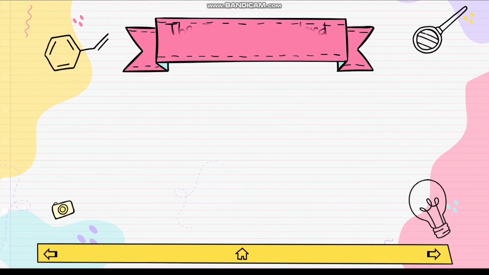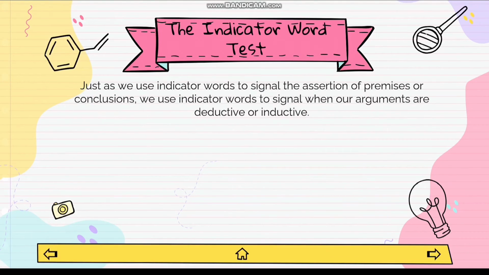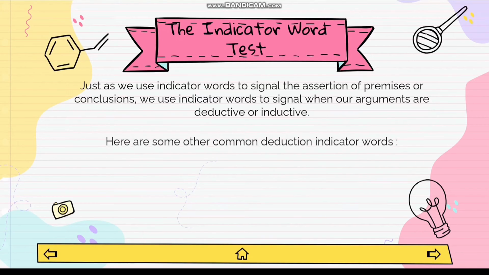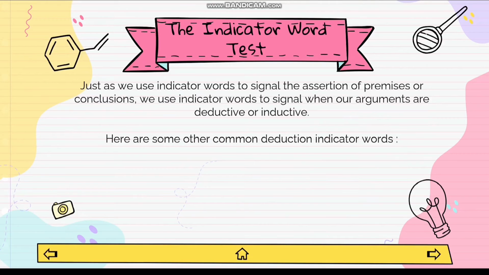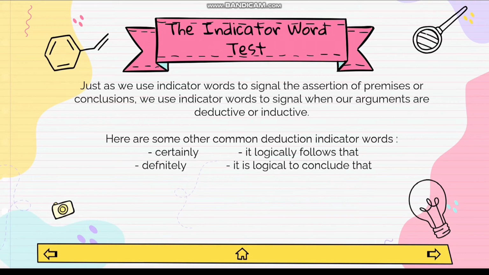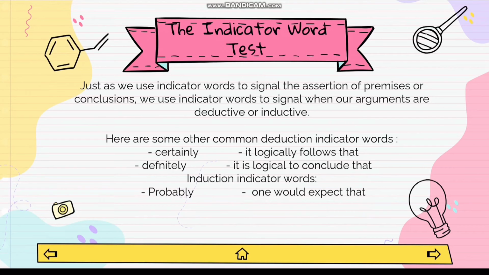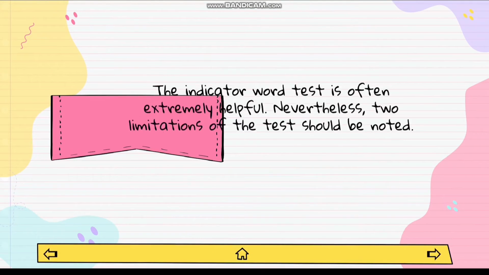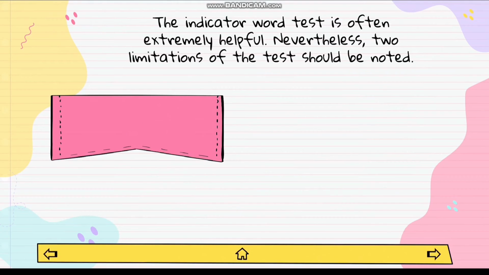The indicator word test. Just as we use indicator words to signal the assertion of premises or conclusions, we use indicator words to signal when our arguments are deductive or inductive. Here are some common deduction indicator words: certainly, it logically follows that, definitely, it is illogical to conclude that. Induction indicator words: probably, one would expect that, likely, it is a good bet that. The indicator word test is often extremely helpful. Nevertheless, the limitations of the test should be known.